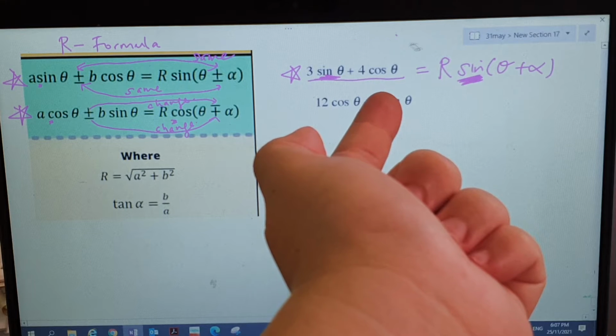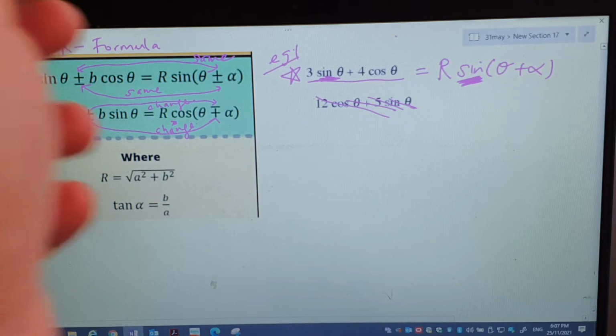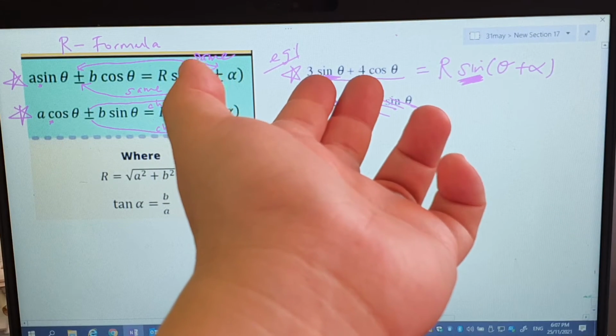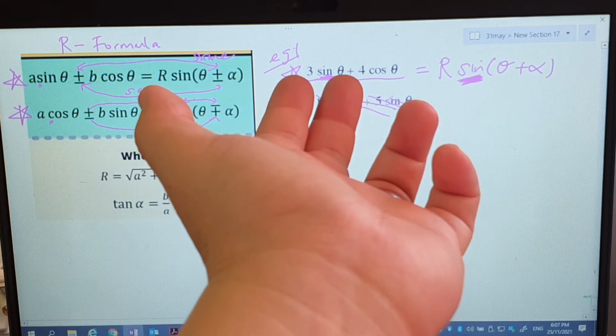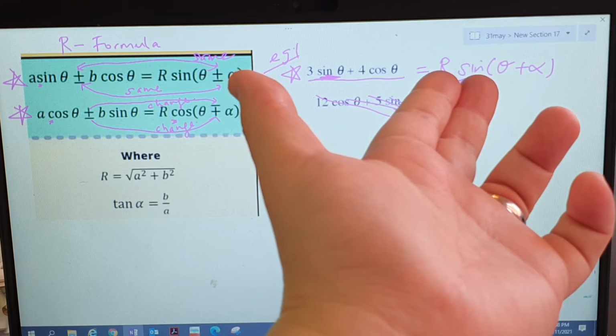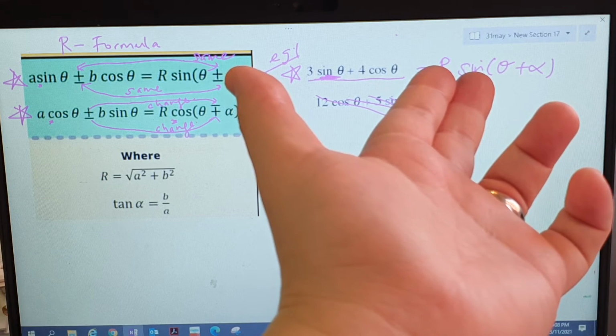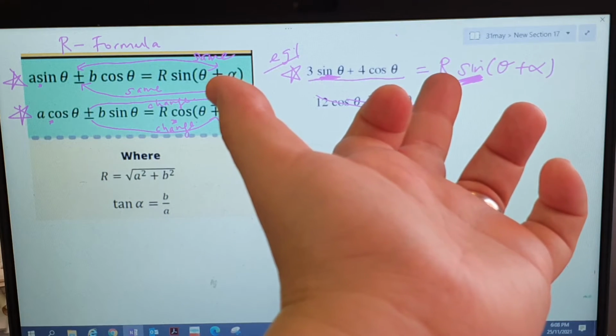Okay, now how do I do this? How to change? Okay, this one you ignore first. This is the second example. This is example 1. So example 1, right now there are two different trigo ratios, sine and cosine. I want you to change it to only one trigo ratio, that is sine theta plus alpha, multiplied by R here.